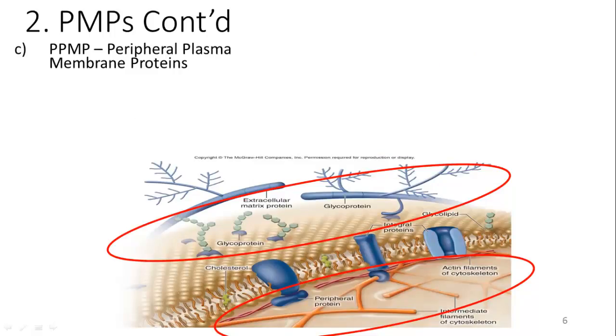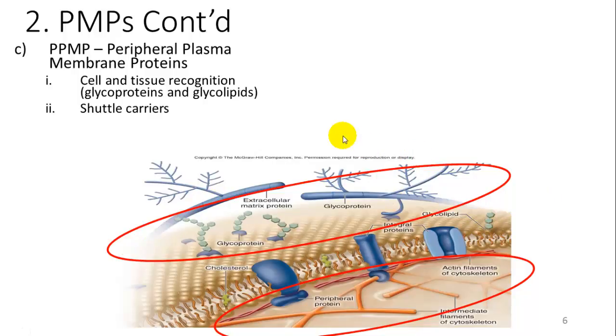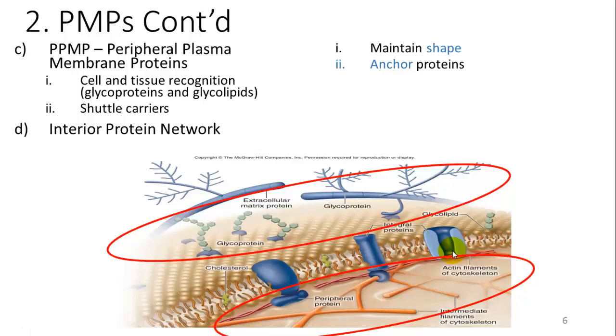The second type are peripheral plasma membrane proteins. Okay? And these are usually used for cell and tissue recognition. So some of them are glycoproteins and glycolipids. So you see we have a glycoprotein here. We have a glycolipid over here. And they can also be shuttle carriers. They can shuttle things in and out of the cell. There is also an interior protein network, so a bunch of proteins which are important to the cytoskeleton. Some of them attach then to these proteins in the lipid bilayer. So they help to maintain the shape, anchor proteins, and help with binding to specific molecules.